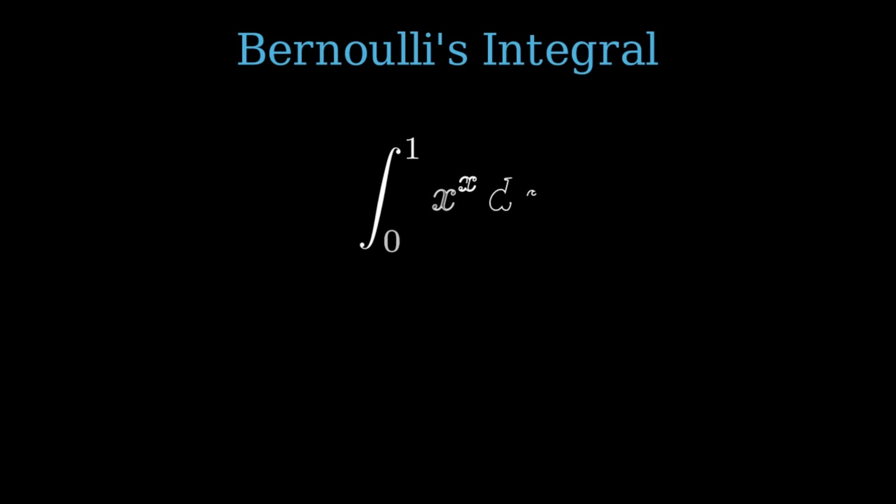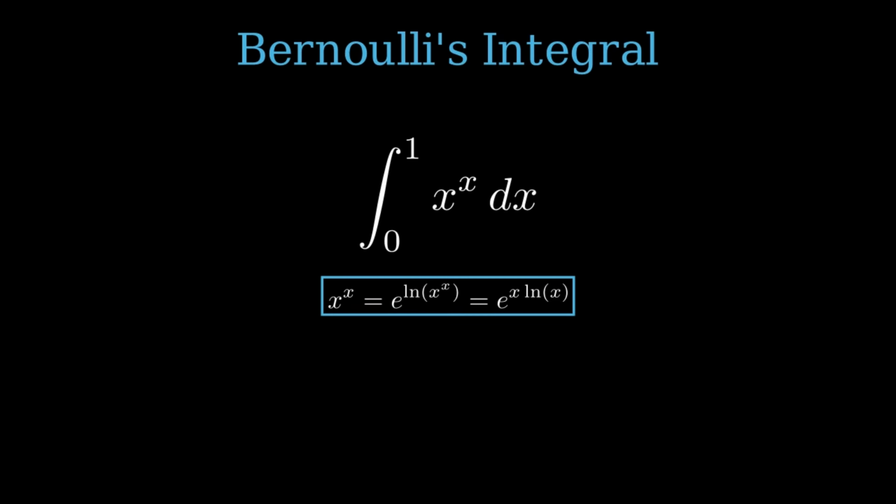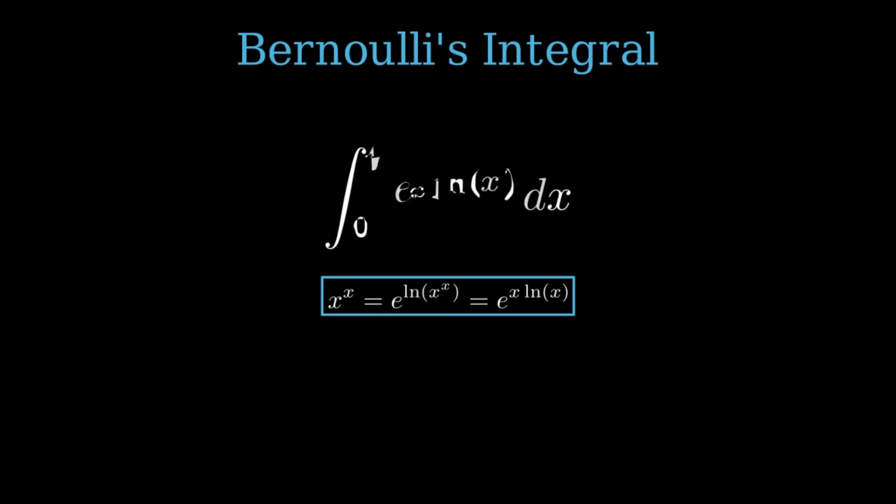Let's evaluate this integral of x^x from 0 to 1. First, rewrite x^x in exponential form using the logarithmic identity. And substitute in the integral, it becomes the integral of e^(x ln x) from 0 to 1.